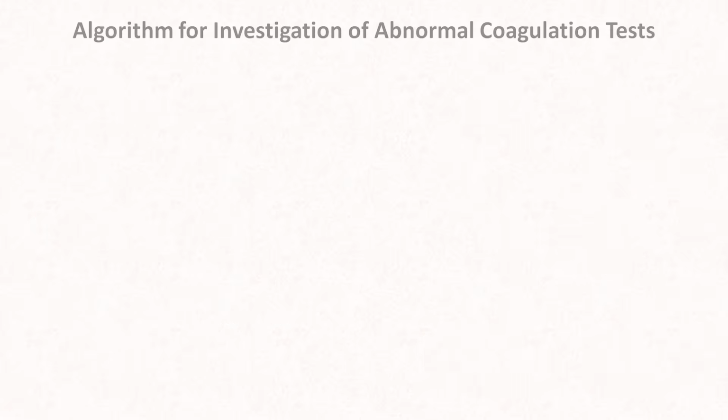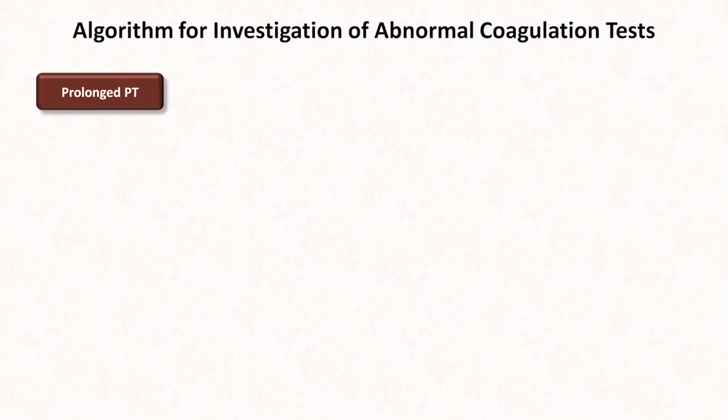So now let's put all this information together into a helpful, practical algorithm for investigating abnormal coagulation tests, that is, focusing just on the PT and PTT. There are many algorithms out there on the internet, and they actually vary quite a bit, but this is the one that makes the most sense to me and most conforms to my own clinical experience. Importantly, this algorithm assumes the patient is on no anticoagulant medications and is not critically ill.